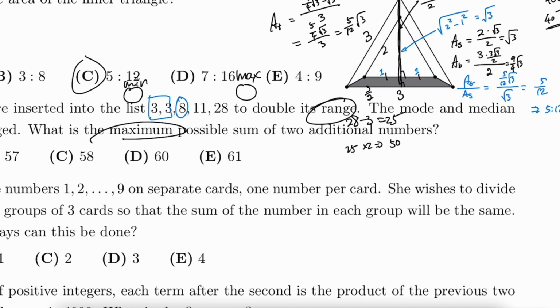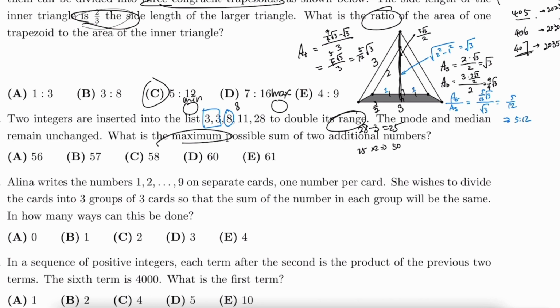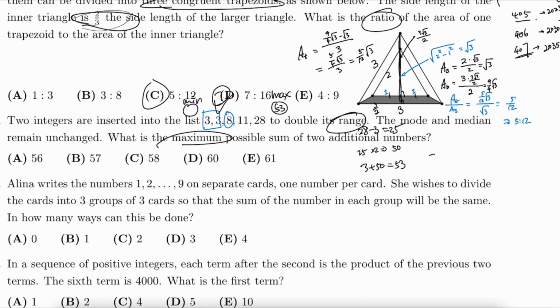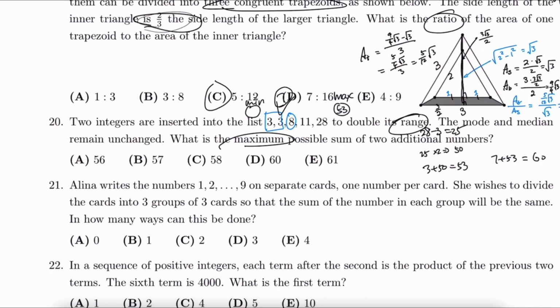Because if we insert something bigger than 8, then this number would actually be considered the median, or the 11 could be considered the median. So there has to be some number below this 8 that we insert. And the largest number for that is going to be 7. And to double the range, we would need 3 plus 50, or 53 as the maximum. So now, our two numbers will be 7 and 53, which gives us 60, which means that our answer to number 20 is going to be D.